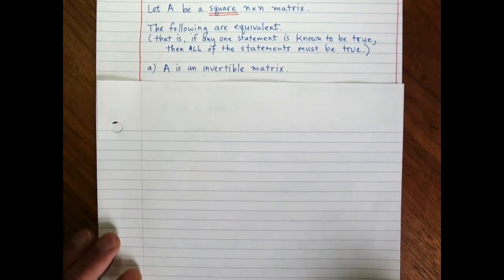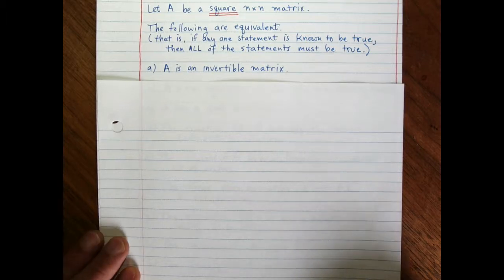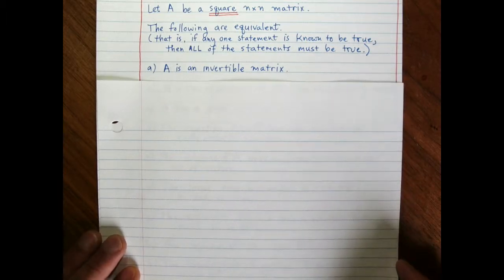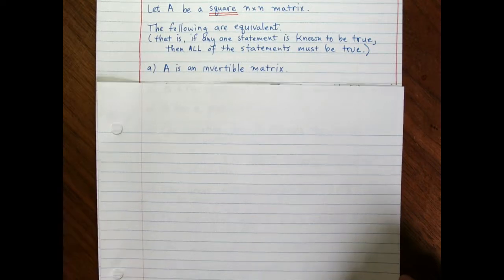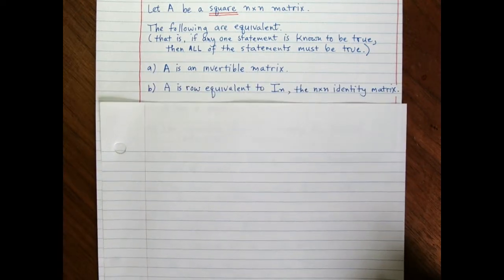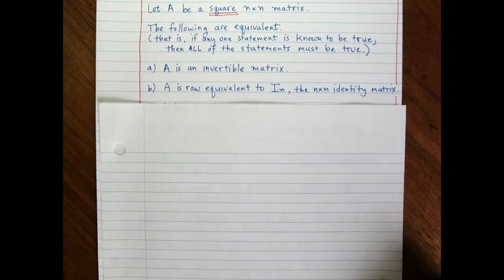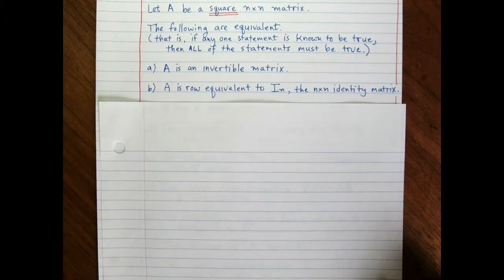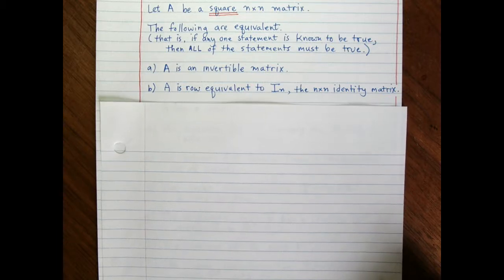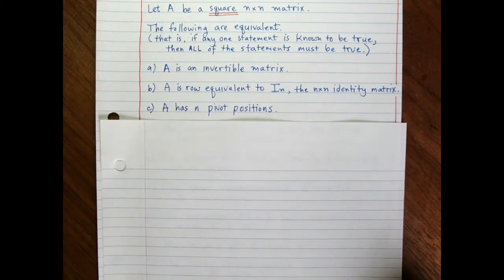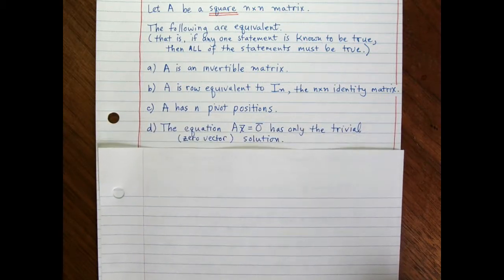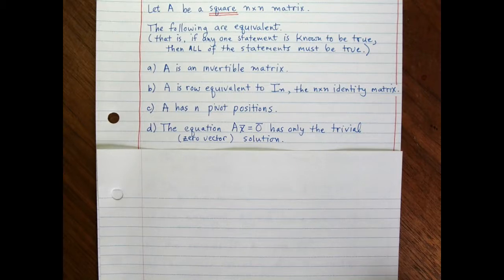So the first statement is A is an invertible matrix. So remember, n by n, a square matrix. That means A inverse exists. The second statement is A is row equivalent to In, the n by n identity matrix. Third statement is A has n pivot positions. Statement D, the equation Ax equals 0 has only the trivial zero vector solution.